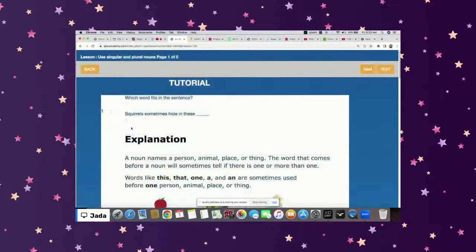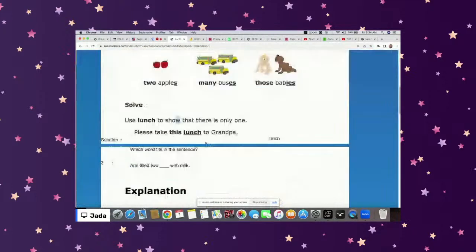Squirrels sometimes hide in these. Already you see the these here. So once you see these, remember that this means it is plural. Now, when you see this one, this, it's addressing just one. Please take this lunch to grandpa. Once you have this, THIS, it is one.